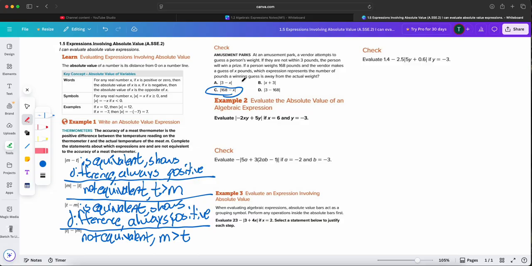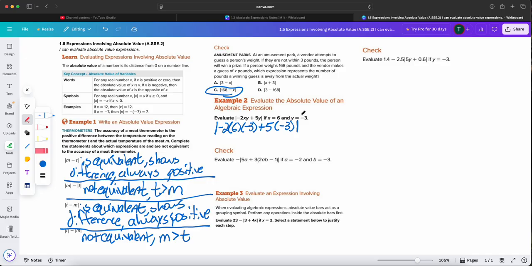So these next 4 want us to evaluate. So they give us what some variables equal. They ask us to plug it in, solve, and see what we get. So this one here, we have the absolute value of -2. Instead of X, it says 6. Instead of Y, it says it's equal to -3. And then we have plus 5 times the -3, absolute value.